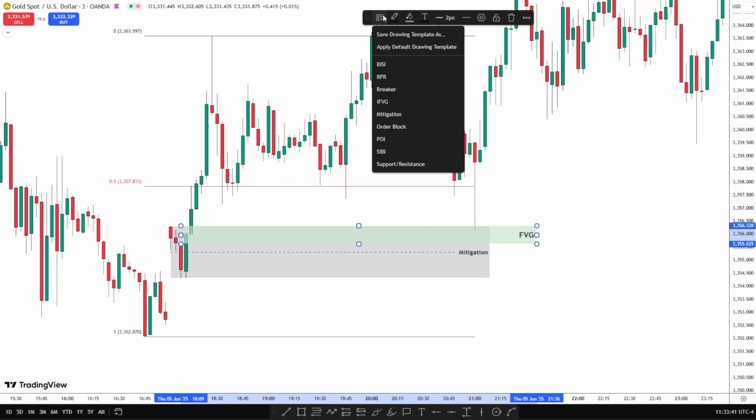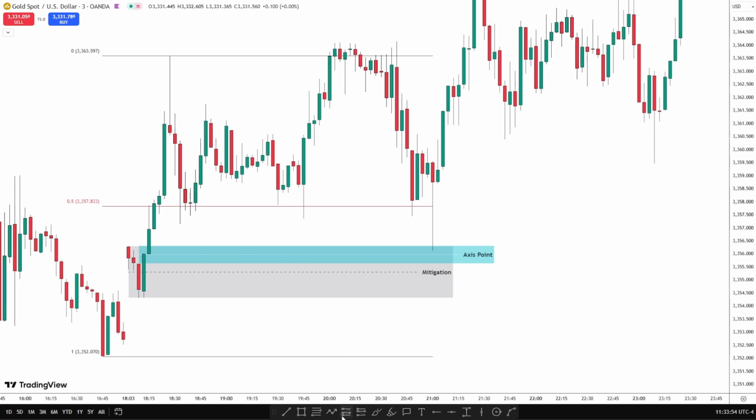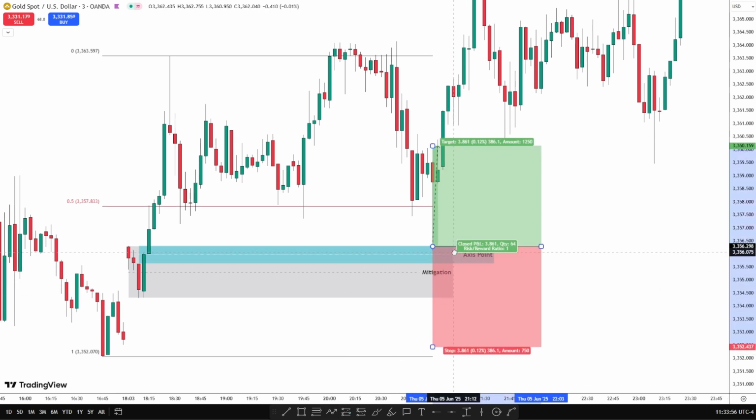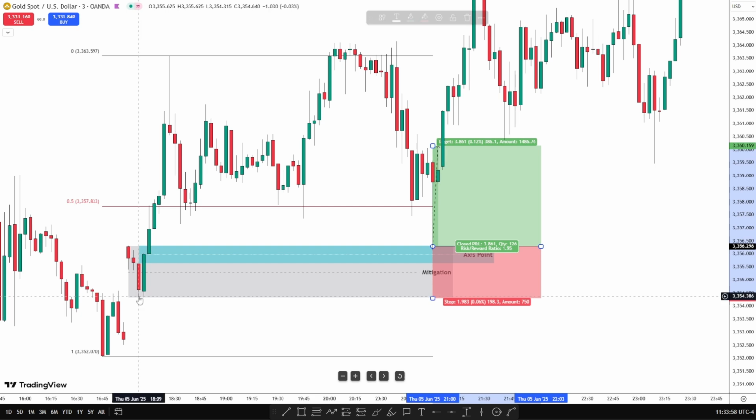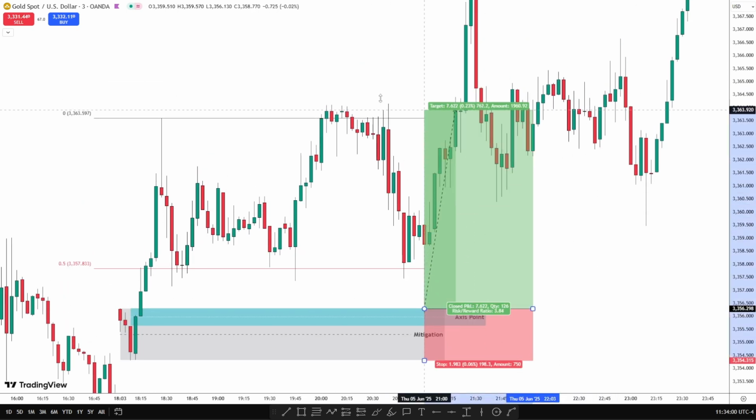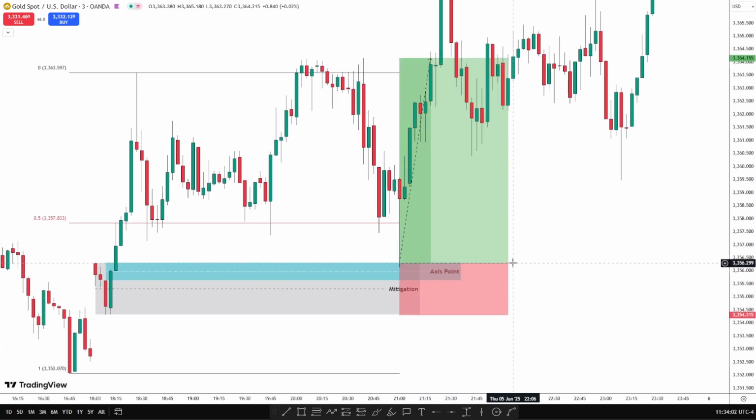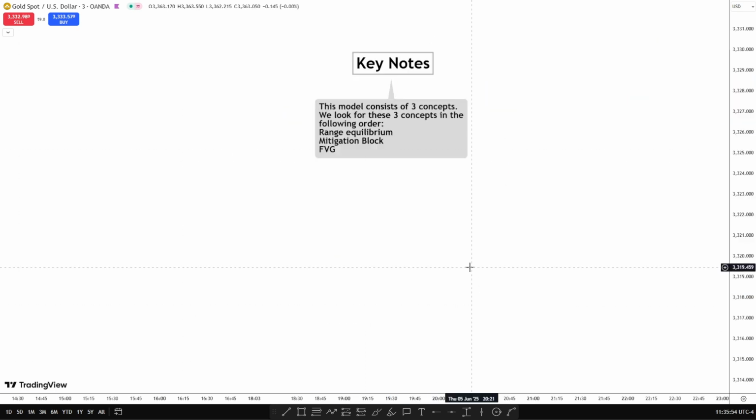So as you can see, this would have been our access point. So here's our bullish access point. Entering longs as soon as price taps into this. Stop loss below the mitigation here for this one. Targeting the recent swing highs, and another beautiful trade just like that. So that is going to be all for today's video.